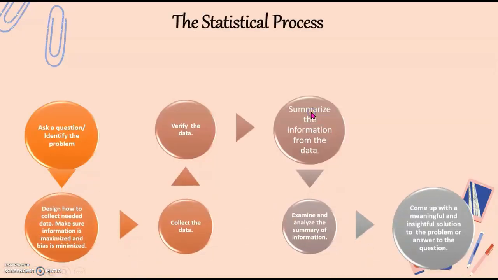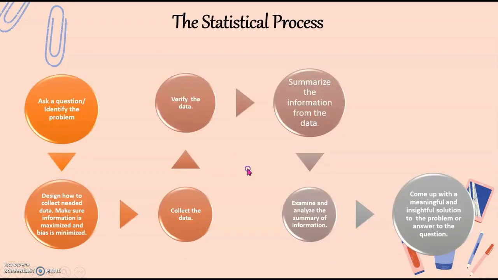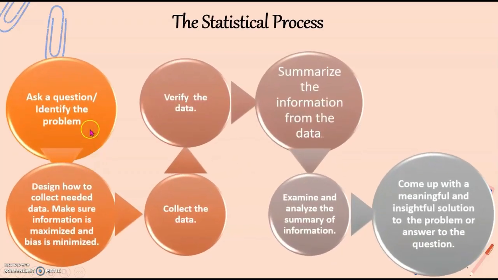The statistical process in problem solving. First, you have to ask a question or identify the problem. Next, design how to collect needed data. Make sure information is maximized and bias is minimized. Collect the data. Verify the data. Summarize the information from the data. Examine and analyze the summary of information, and come up with a meaningful and insightful solution to the problem or answer to the question.